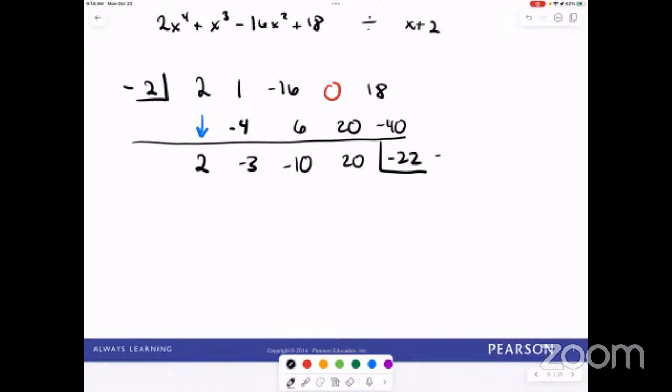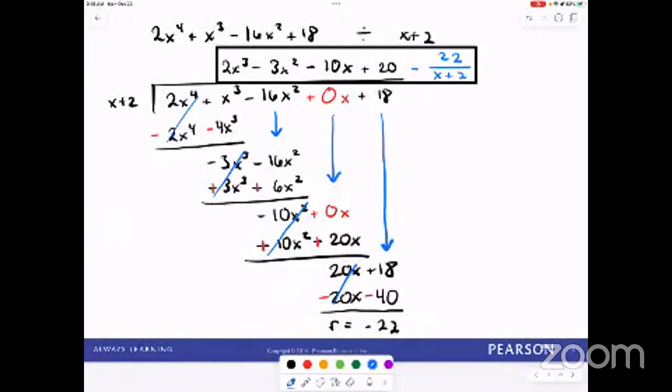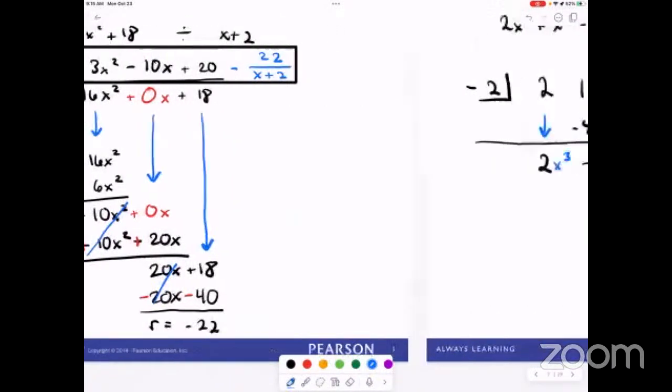Okay. So since we started with a degree 4 polynomial, this result, this quotient, is what's called the depressed equation, not because it's sad, but because it drops down by 1 as far as the powers, right? So since we started with the power of 4, this is now a power of 3. So 2x to the power of 3 minus 3x squared minus 10x plus 20, okay? And I think that's the same result that we got from before.